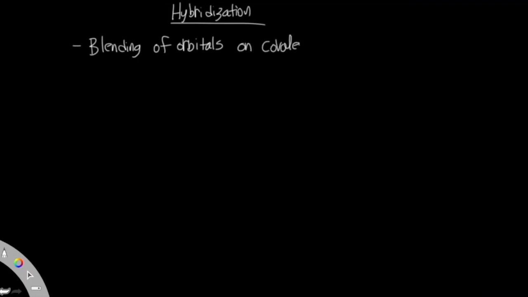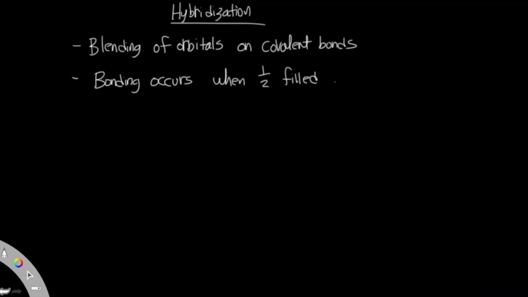Hybridization. Now, what is hybridization? Hybridization, simply put, is the blending of orbitals on the covalent bonds. It's important to note that bonding occurs when half-filled orbitals overlap.